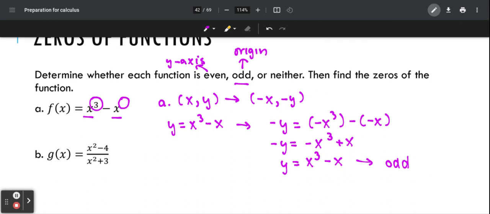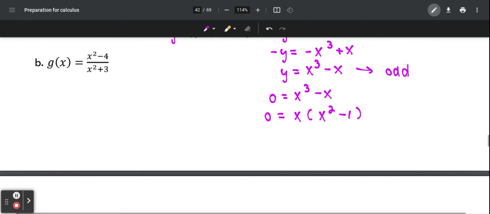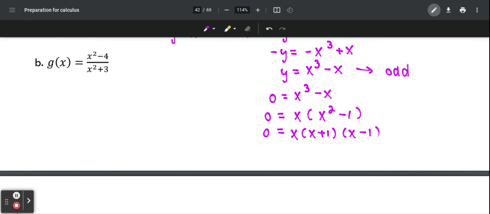So the second part of this says find the zeros. So if we need to find the zeros of x cubed minus x, we would plug a 0 in for y. And here we're going to factor into x squared minus 1. So this would factor into x times x plus 1, x minus 1. So our zeros would be at 0, negative 1, and 1 for our x values. I guess I don't need that last little parenthesis.